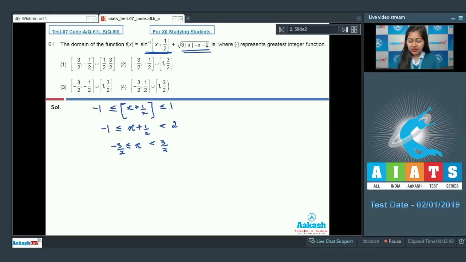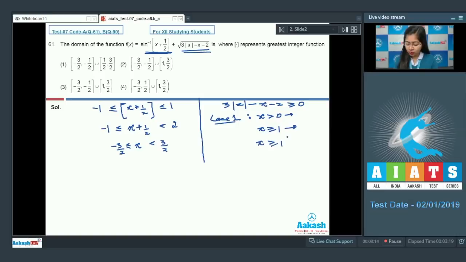Also here we can see that the value given inside the under root should be greater than or equal to 0, that is, we can say that 3 into mod x minus 2 should be greater than or equal to 0. So let us take case 1 where x is greater than 0. For x greater than 0, mod x can be equal to x. Hence we can say that 3x minus x, that is 2x minus 2 should be greater than or equal to 0. That is, x should be greater than or equal to 1. So taking intersection of this and this, we can say that x should be greater than or equal to 1.